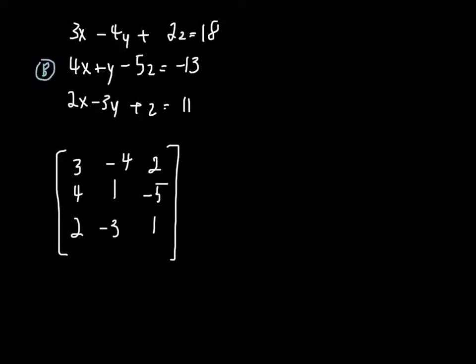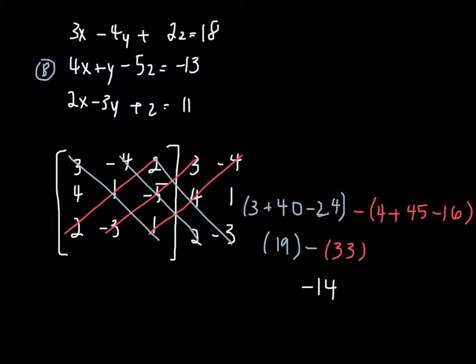So let's find our determinant first. Remember, our first step is to copy down the first two columns again. So we have 3, negative 4, 4, 1, 2, negative 3. And then we're going to multiply out to find our determinant. So we found our determinant, which is negative 14.